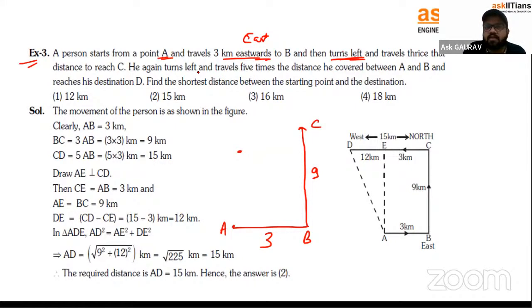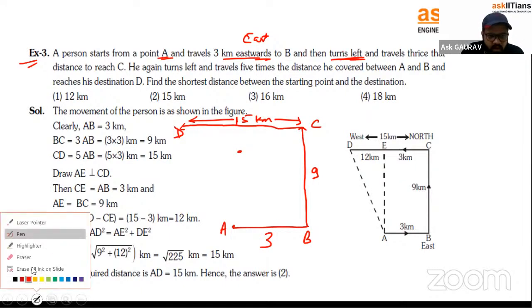He again turned left. Now, suppose you are at point C, what will be the left? This direction, and he travels 5 times the distance he covered from A to B. It means he has covered 15 kilometers because the distance from A to B is 3, and 5 times that is 15. He reaches his destination. This is your destination point D. Find the shortest distance between the starting point and the destination.